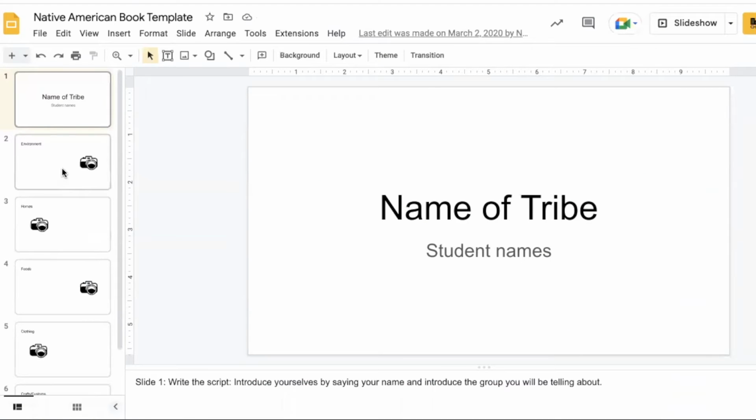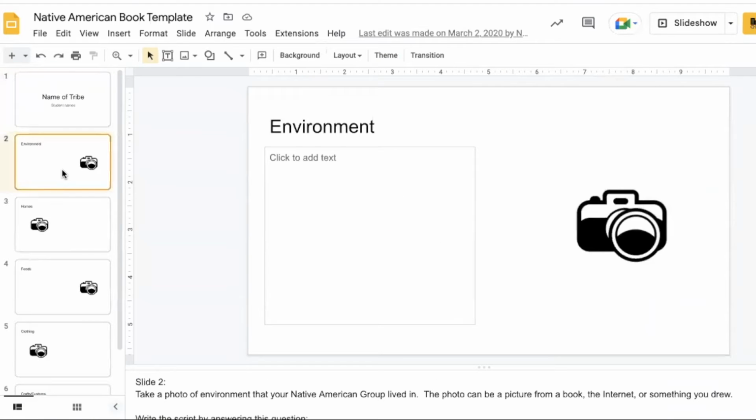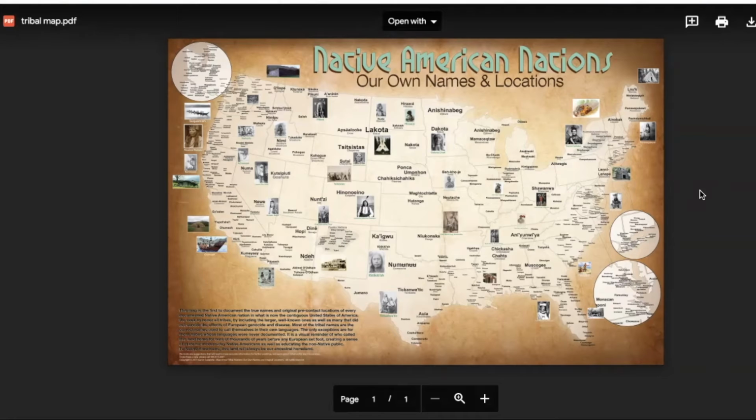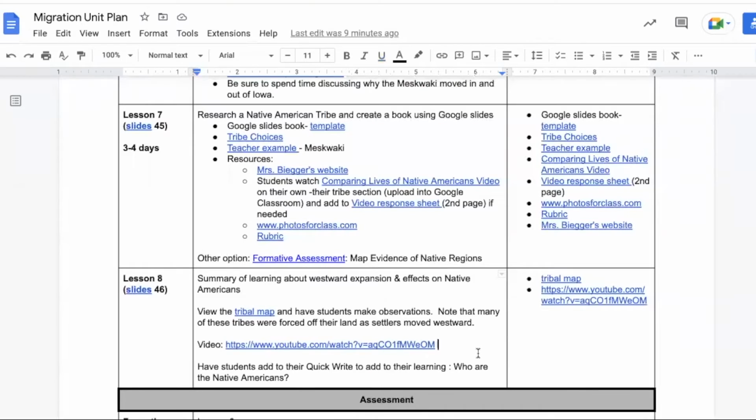There's a template that you can give to students with the topic, the instruction in the speaker notes, and the camera represents a spot to place a picture. In lesson 8, we look at the tribal map and we can note the different regions where Native Americans were located or are located. There's also a video that you can watch that helps sum up westward expansion.